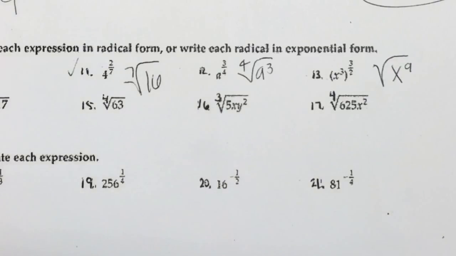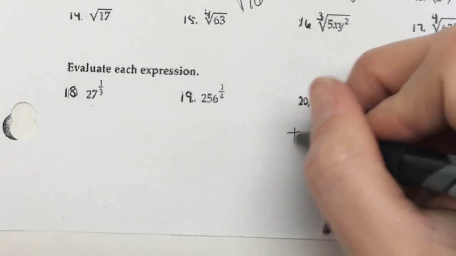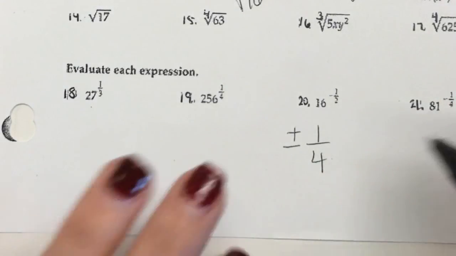16's good. 17's good. 18 is good. 19, is that a 4? Yes, that's good. Alright, 20 is good, but I want you to leave these as fractions. So what would that be as a fraction? Good. And if you don't have a calculator, let me talk about this one for a minute.